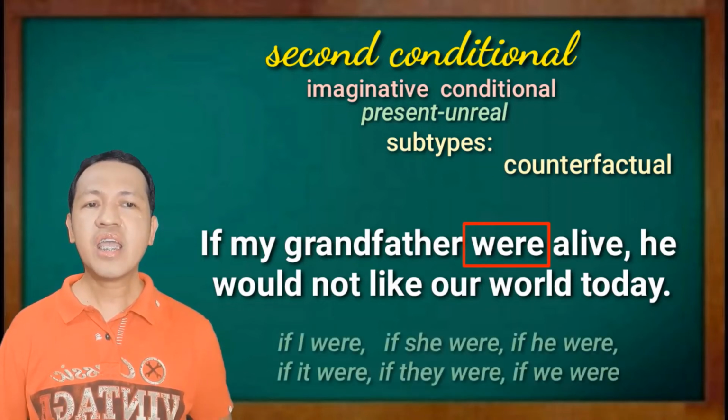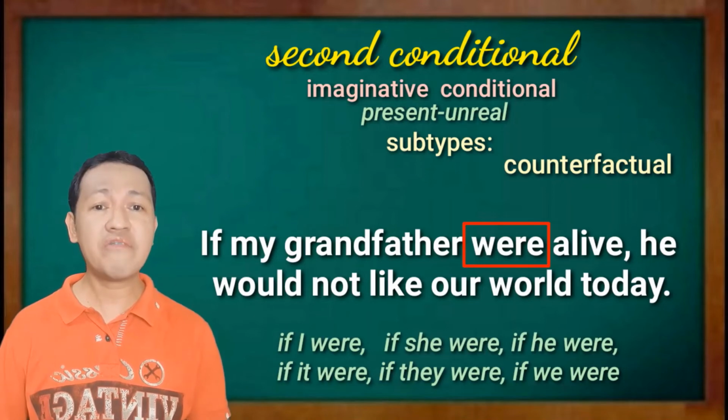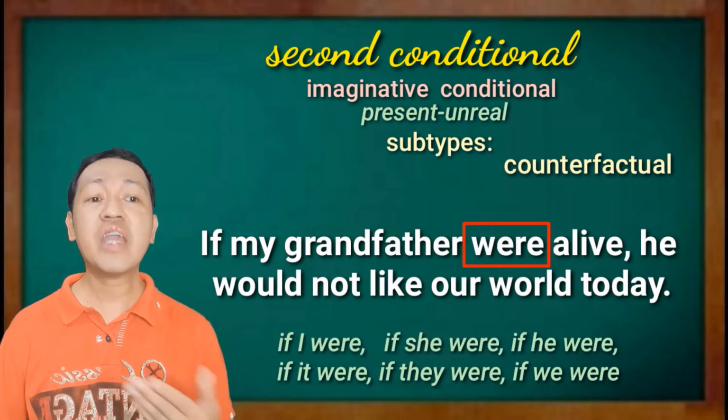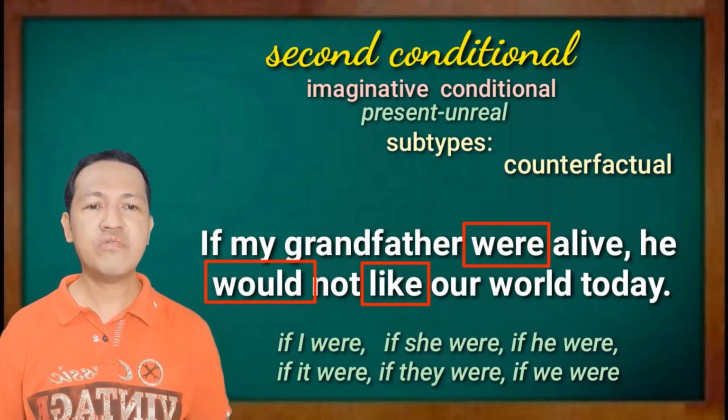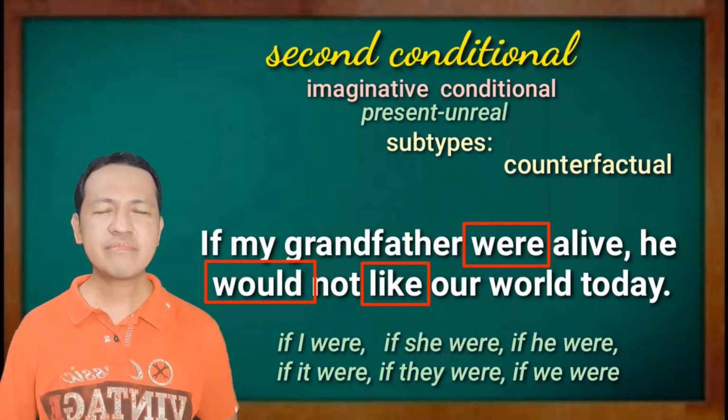Notice the verbs used. The if clause used the plural linking verb were, even if the subject grandfather is singular. We say, if I were, if she were, if he were, if it were, if they were, and if we were. The main clause used the verb phrase would plus base form of verb, would like.